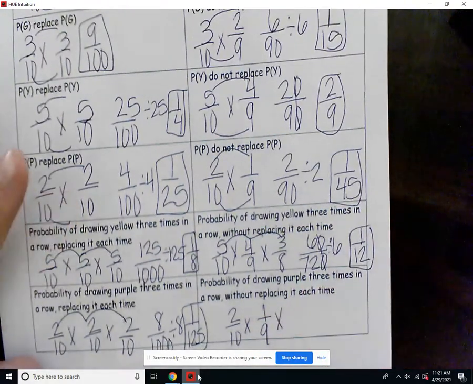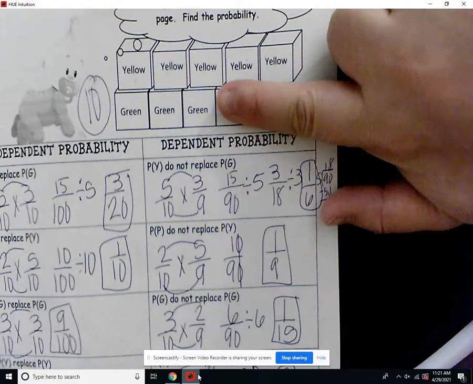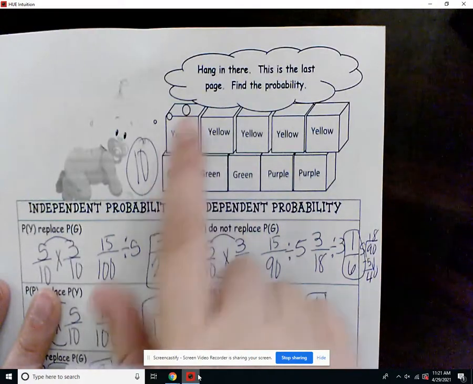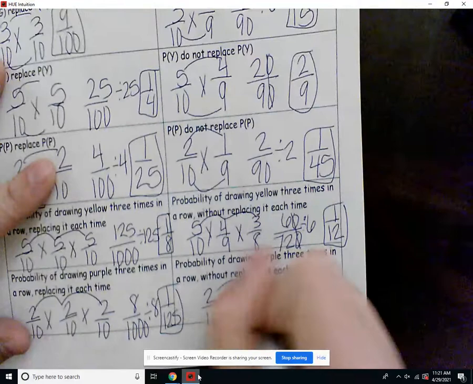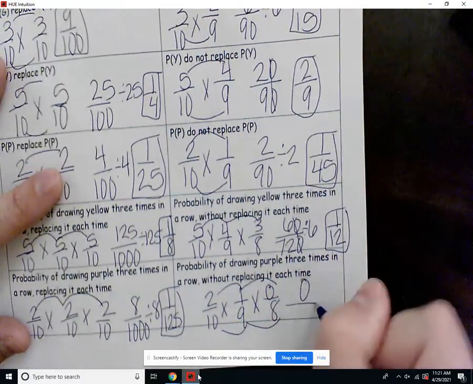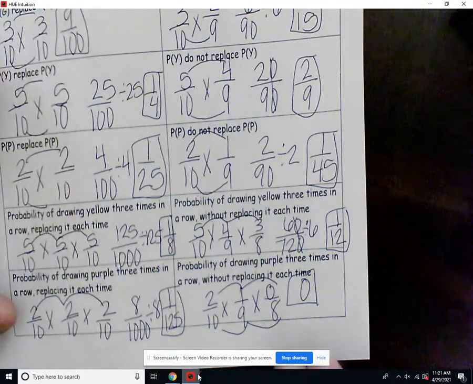Okay, we're doing it 3 times. So if I take away both purples, how many purples do I have left? I don't have any. That's 0. So I'm going to have 0 on top out of 1, 2, 3, 4, 5, 6, 7, 8. So 0 out of 8. And when I multiply, 2 times 1 times 0 is 0. And that's going to be the answer. It's impossible. I can't get 3 purples when I only have 2 purples.